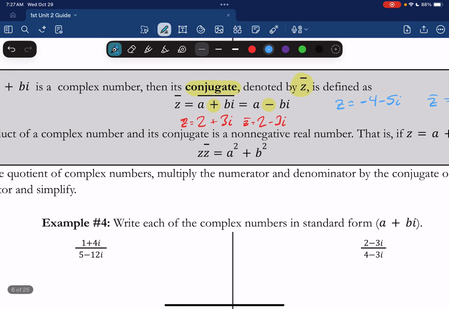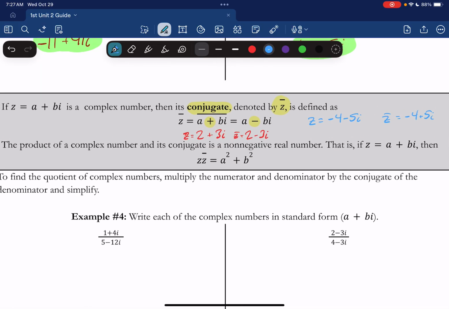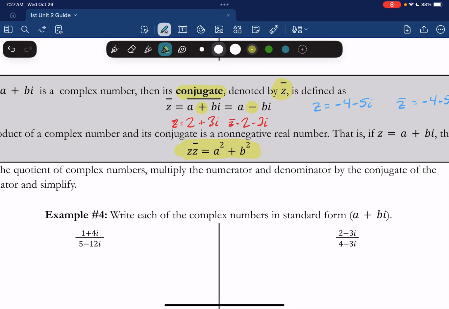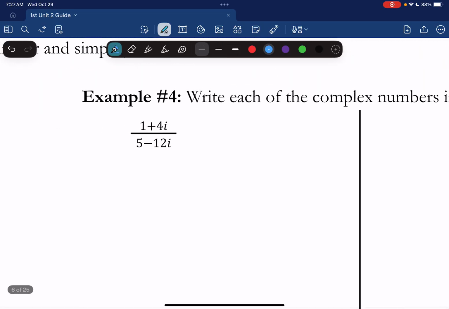Okay. And then there is this property that is going to make dividing these a little bit easier. If you multiply a complex number by its conjugate, it will always be the real part squared plus the imaginary part squared. That's just a little fun thing. So when you go to divide, the first step is I'm going to multiply by the conjugate of the denominator. So we know the conjugate of 5 minus 12i is 5 plus 12i. I'm going to multiply that to both my numerator and my denominator. So 5 plus 12i over 5 plus 12i.